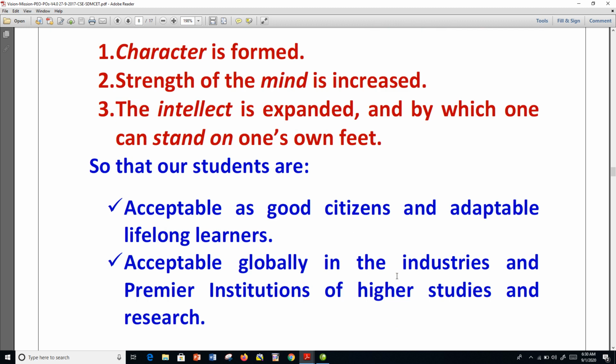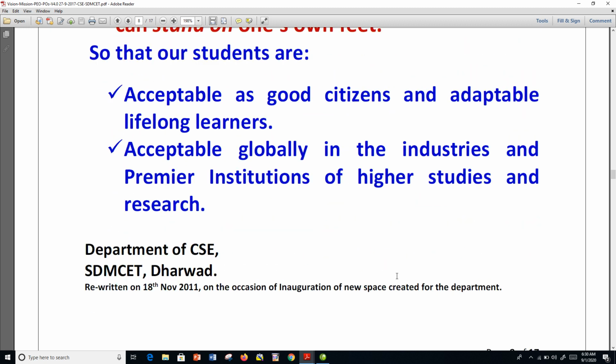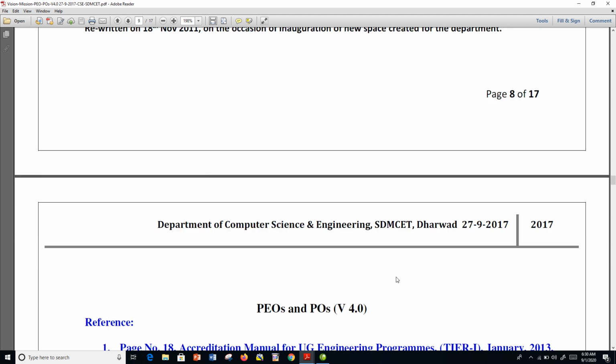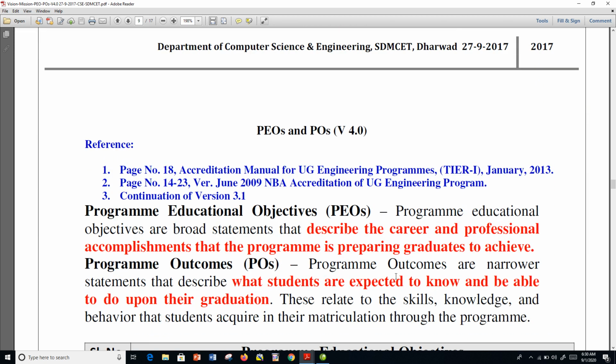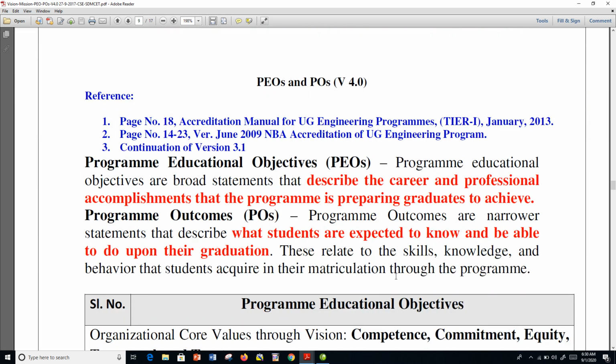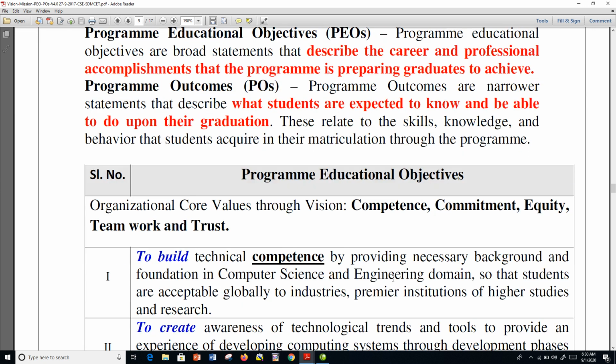You are in third semester, plan the entire 4 years of your stay in the SDM campus, so that you are well accepted in the society, right? Then I was talking about the program outcome, right? Program outcomes are nothing but what students are expected to know and able to do upon their graduation after 4 years, right? There are 12.